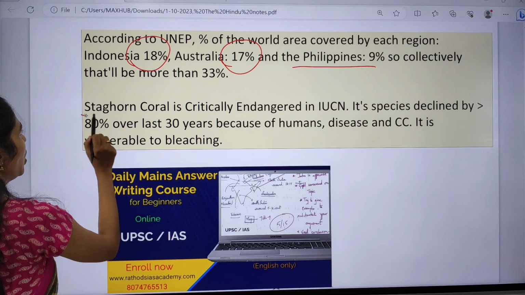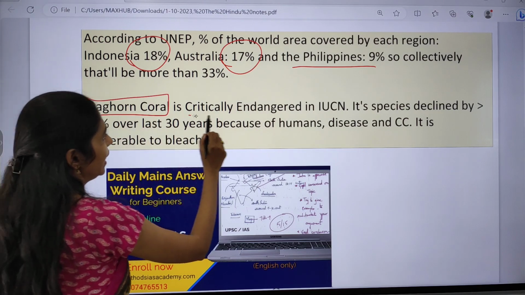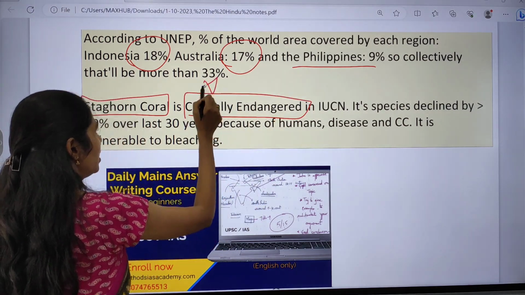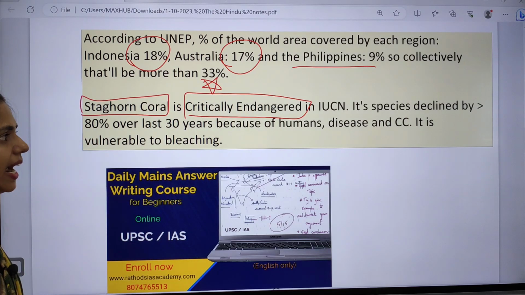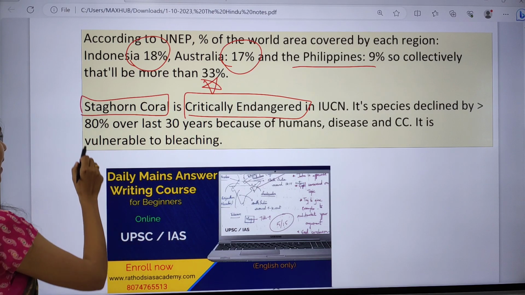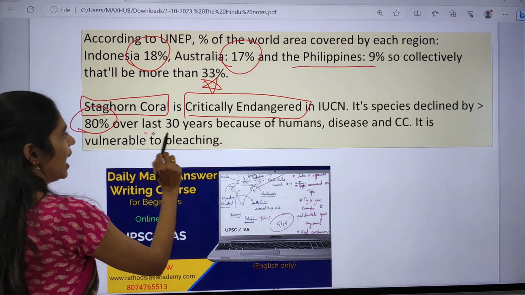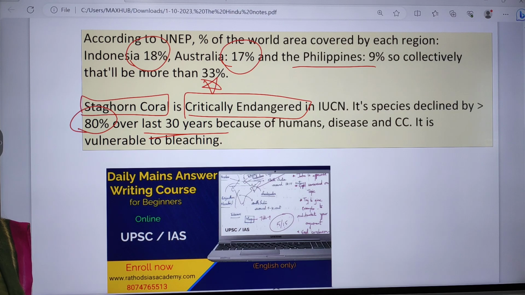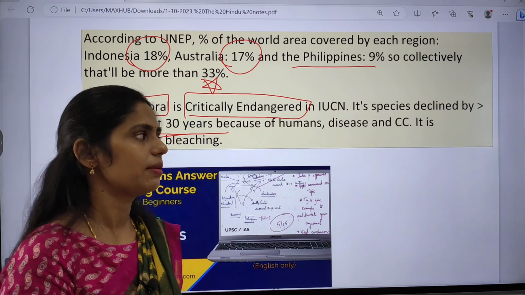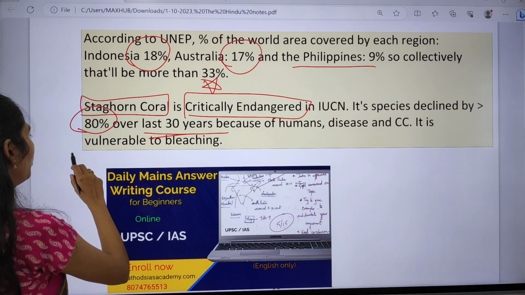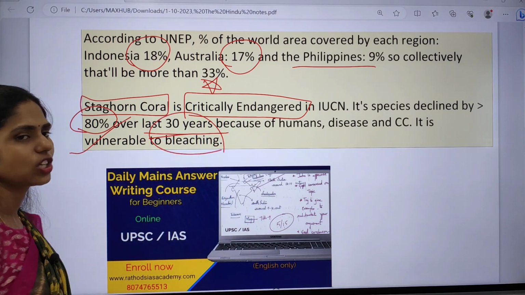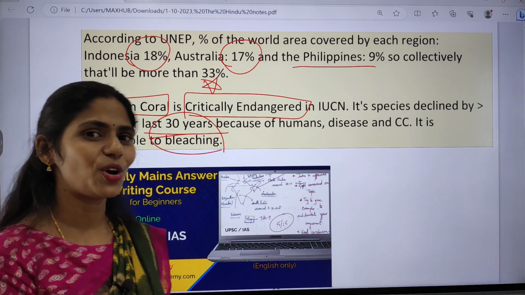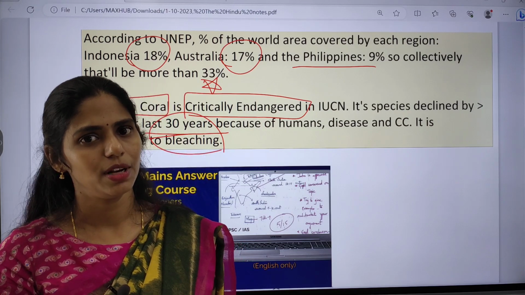And next one is staghorn coral. It is a critically endangered coral. So it is a very important prelims fact. Its species declined by more than 80% in the last 30 years because of human actions, infectious diseases, and even climate change. Okay, they are very much vulnerable to coral bleaching. So please let me know what is the concept of coral bleaching in the comment box.